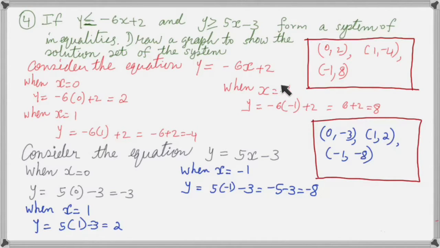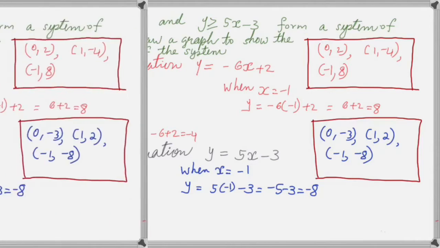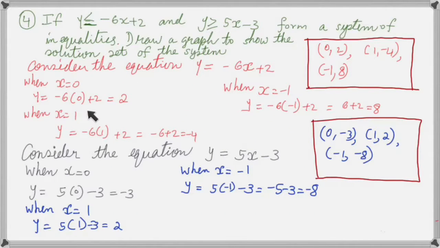Now, using this equation, find some coordinates of x and y so we can plot this equation on a graph, okay? In order to find the value of y when x equals 0, all you have to do is replace the value of x in the equation y equals negative 6x plus 2. So you will get negative 6 times 0 plus 2 equals 2. The value of y is 2 when x equals 0. Let's write it down here.